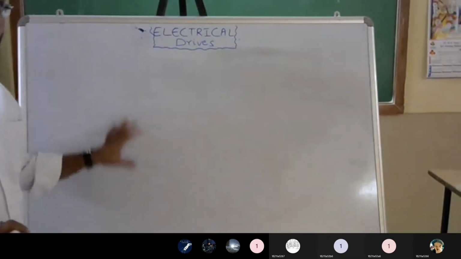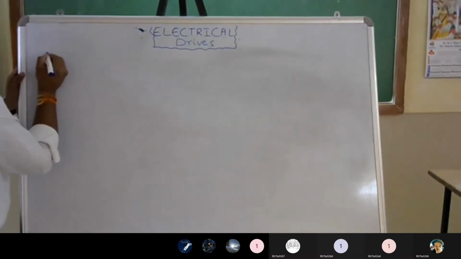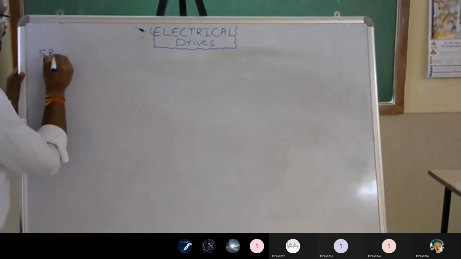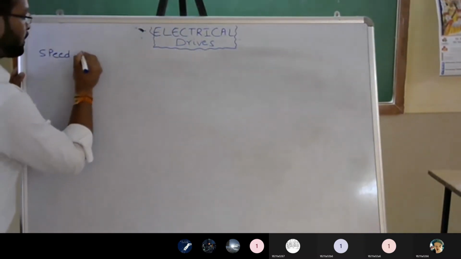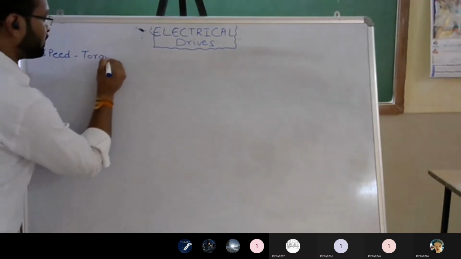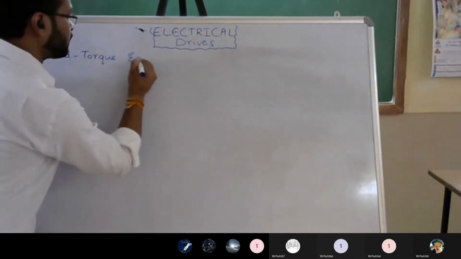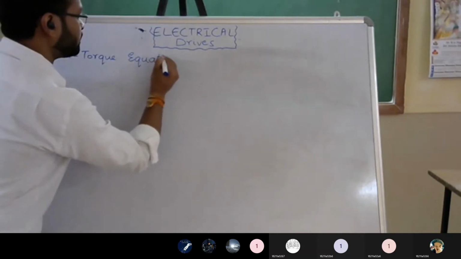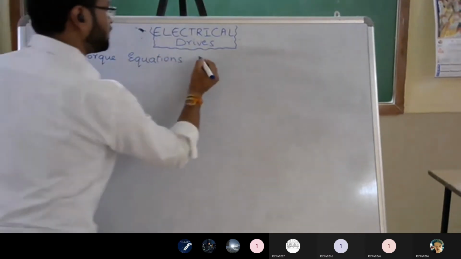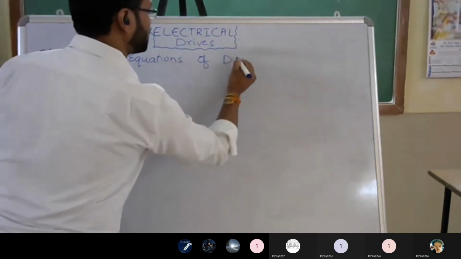So yesterday we stopped at characteristic speed torque equations of the DC motor. So today we will discuss first the speed torque equations of DC motor.